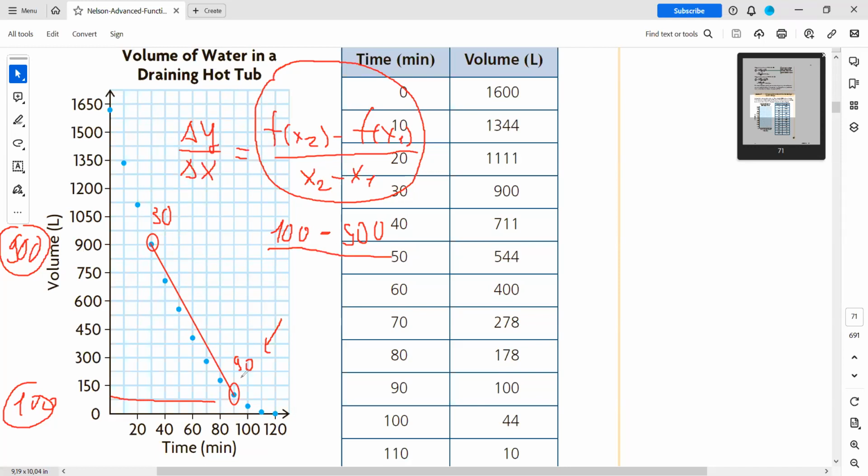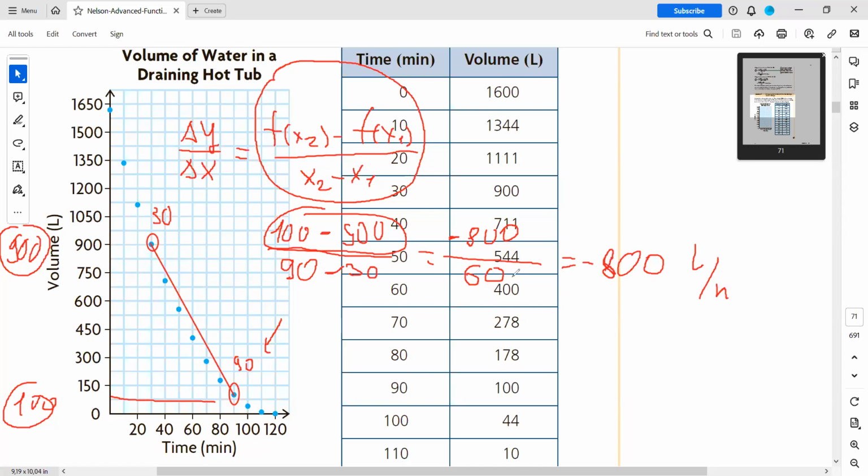Now I have to divide this by the time that passed during this interval. At the end I finished calculating when 90 minutes had passed, and I started x1 when it was 30 minutes. So I calculated the amount of water that ran away within 1 hour, or 60 minutes. On top, I have the difference in liters, which is negative 800, which means 800 liters were drained from my hot tub. How long does it take to drain 800 liters? It took me exactly 60 minutes. So my average rate of change is negative 800 liters per hour.